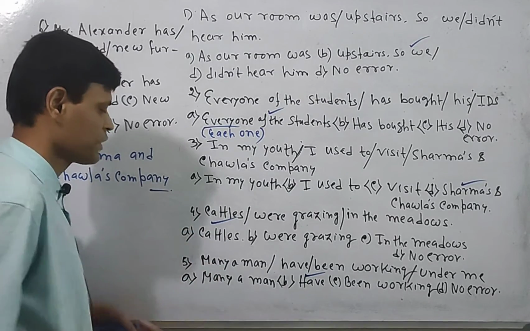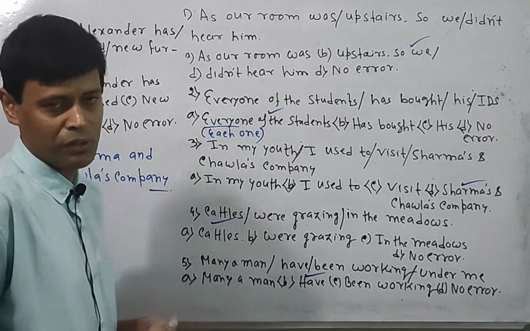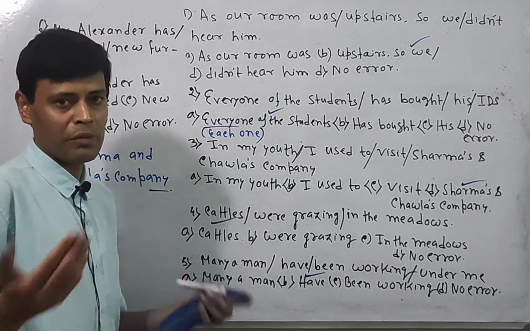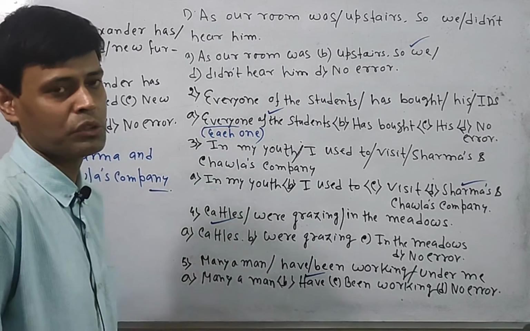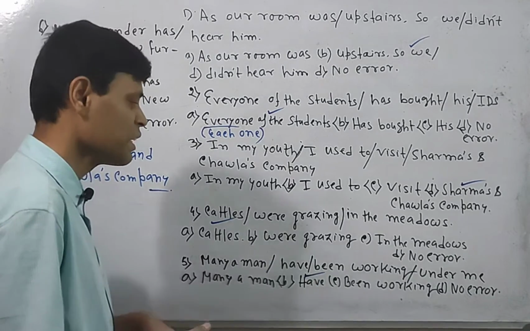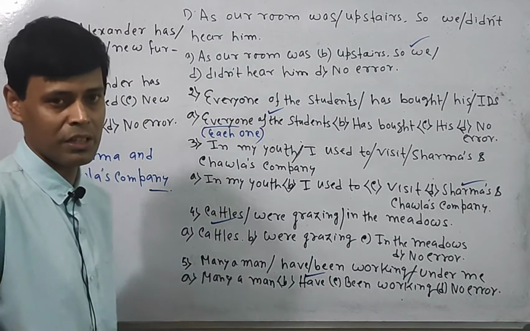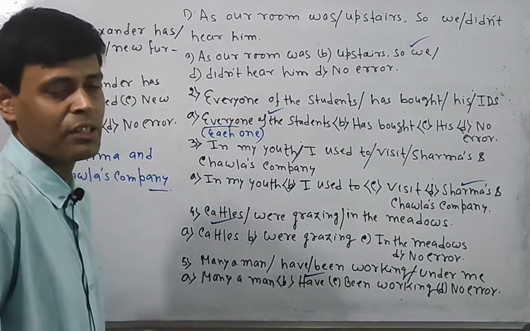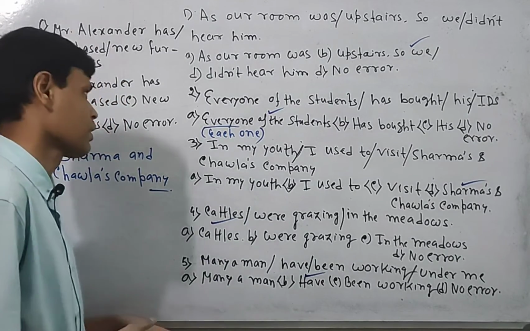So the sentence is basically based on the present perfect continuous tense. Generally after many we use the plural verb, but whenever we are going to use some words like many a man, many a person, many a thing, the verb must be singular in form. So instead of have, has must be there.